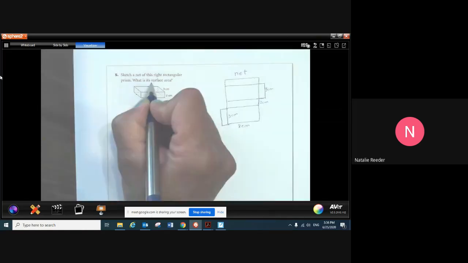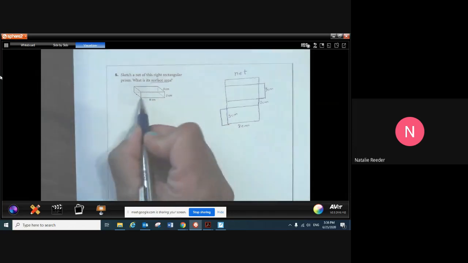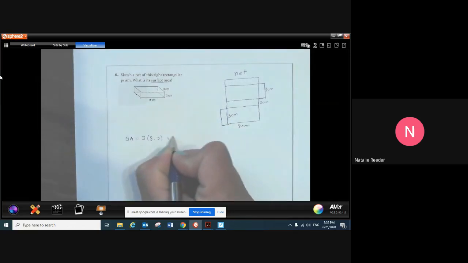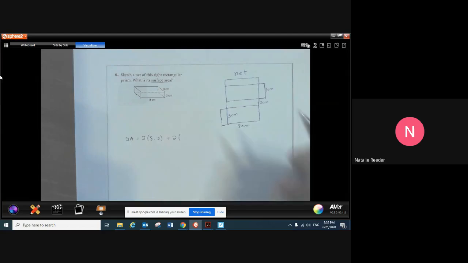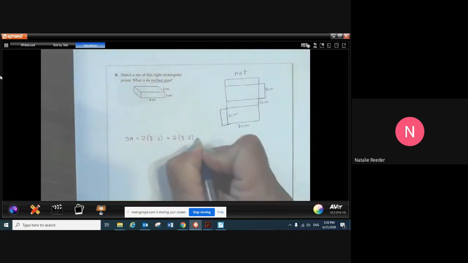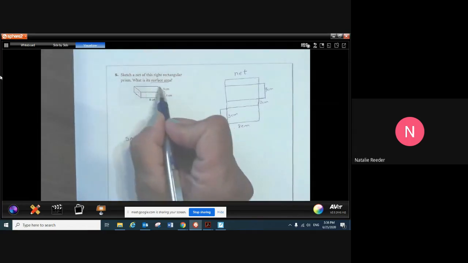Now the question is asking us, what is the surface area? So to find our surface area, let's go back to our formula. This is not a cube, it's a rectangular prism, so we have to do the steps. So 2 times the area of the front, and my front is 8 times 2, plus 2 times the area of my side, and the side is 3 times 2, plus 2 times the area of the top, and the top would be 8 by 3.